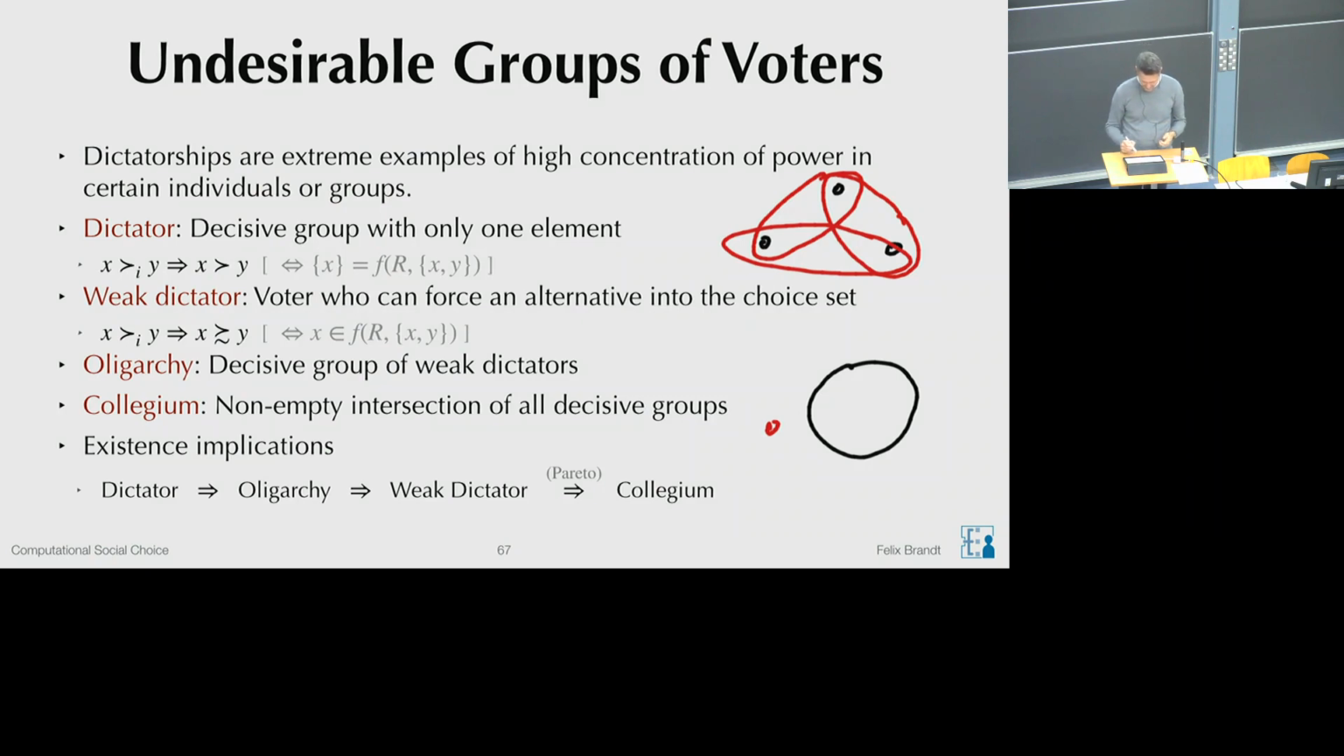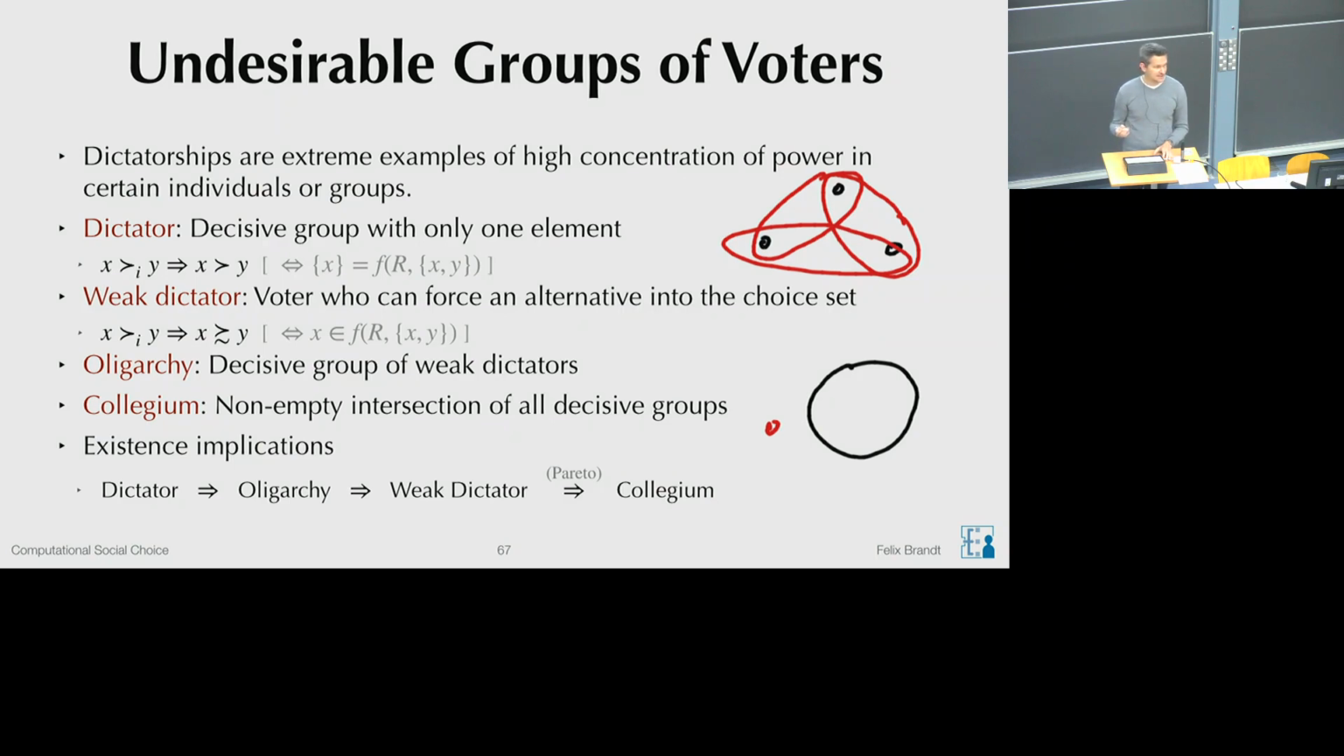This gives a contradiction because this decisive set can make sure that A is strictly preferred to B, and this weak dictator can make sure that A is not strictly preferred to B, because V is weakly preferred to A. Okay, so whenever there is a decisive set, then it has to contain a weak dictator. Or if there's a weak dictator and there's a decisive set, then this weak dictator has to be contained in the decisive set.